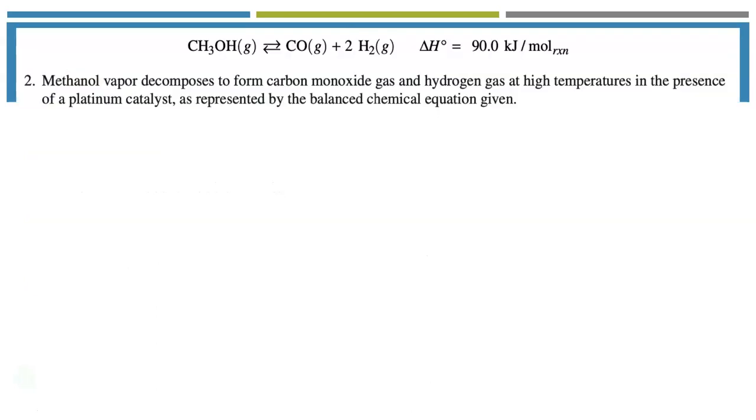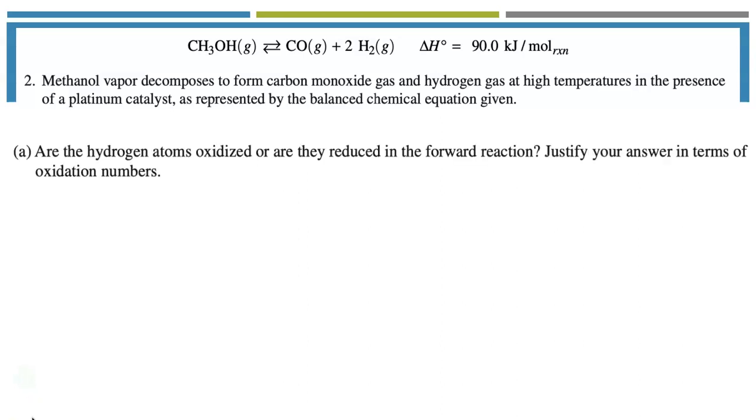Let's jump right into the question. Methanol vapor decomposes to form carbon monoxide gas and hydrogen gas at high temperatures in the presence of a platinum catalyst, as represented by the balanced equation that we have here. Part A asks, are the hydrogen atoms oxidized or are they reduced in the forward reaction? Justify your answer in terms of oxidation numbers.